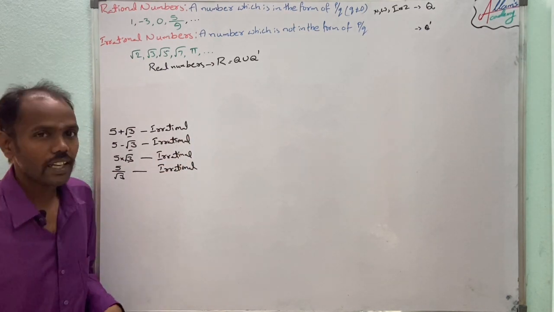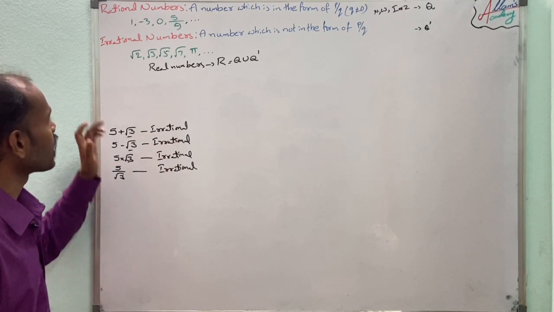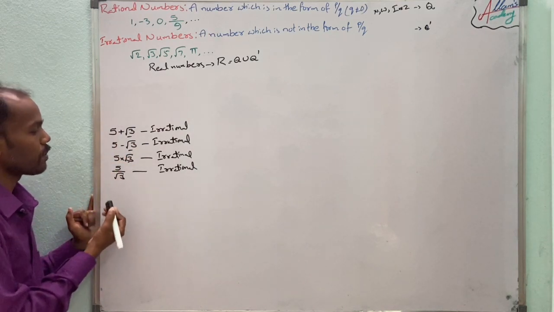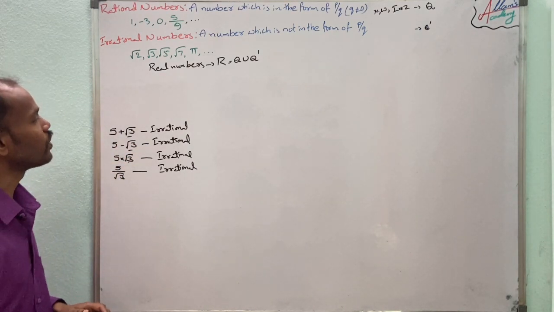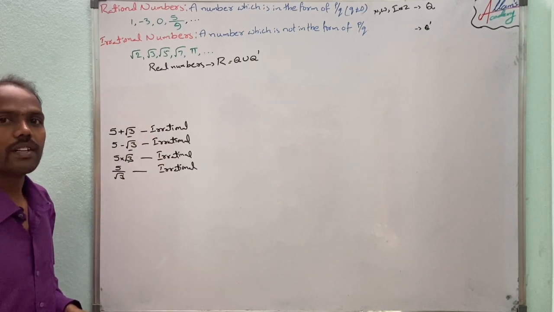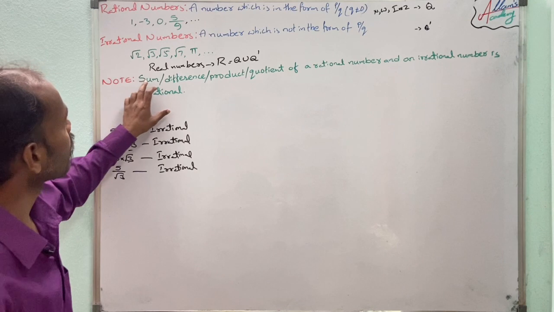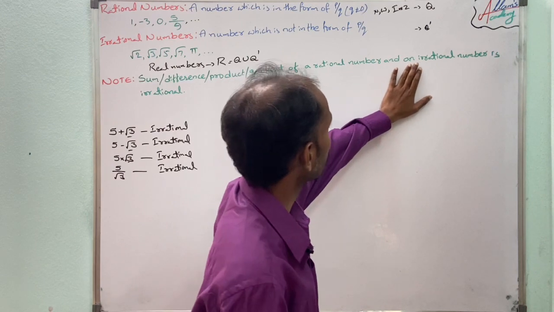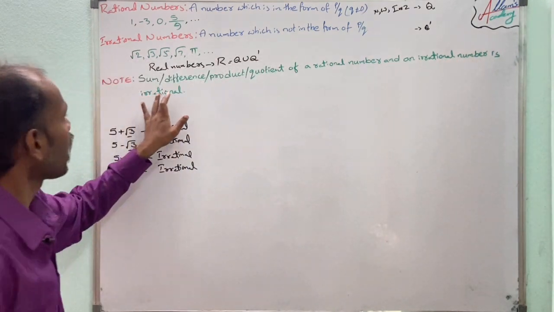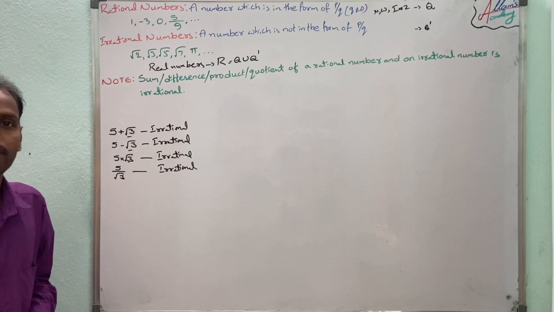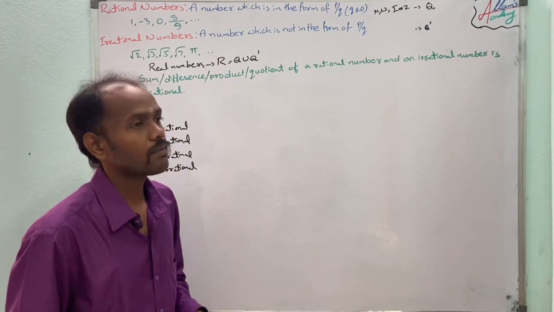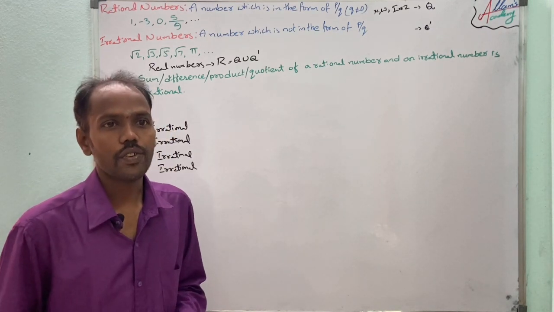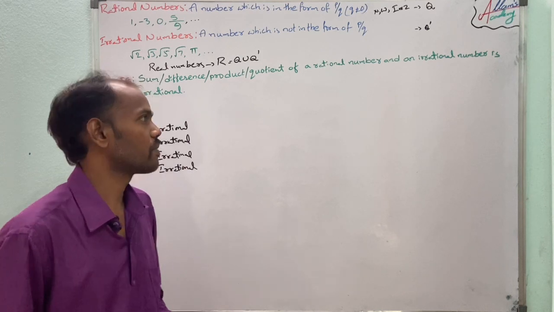So here too we conclude that if a rational and irrational number, addition, subtraction, multiplication or division, any one we do, we get irrational numbers only. Now here too we conclude that sum, difference, product or quotient of a rational number and an irrational number is an irrational number only. Now let us observe the subtraction, addition, product and quotient of two irrational numbers, what happens.